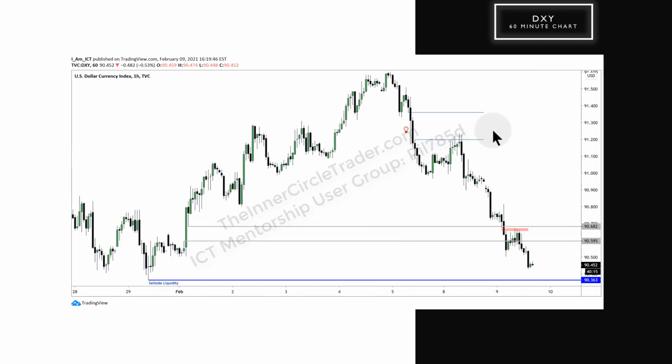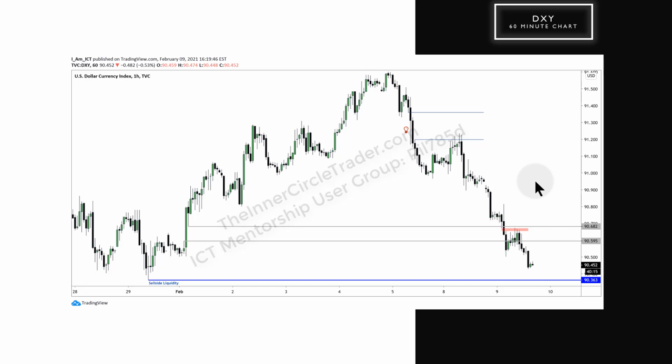US dollar. Redelivered, rebalance after the fact. Now, while this is happening in dollar, this is extremely bullish for foreign currency.